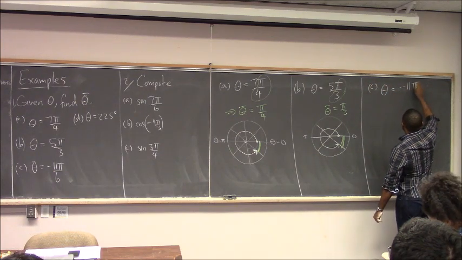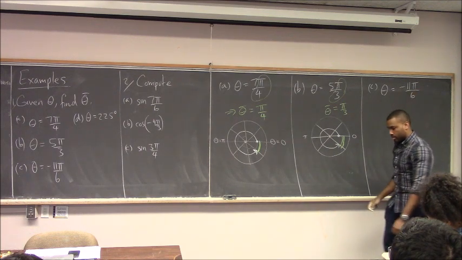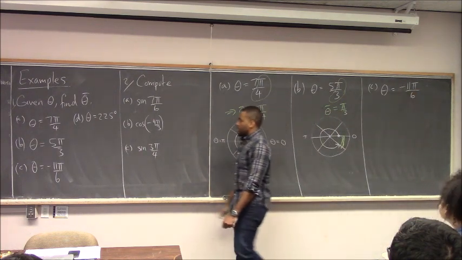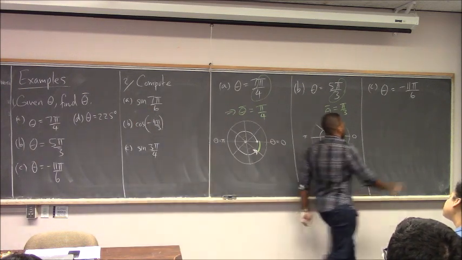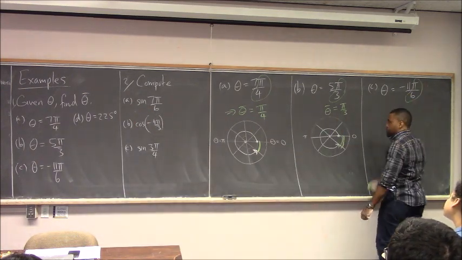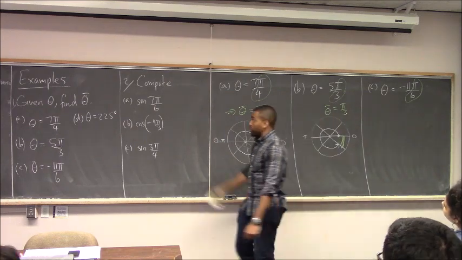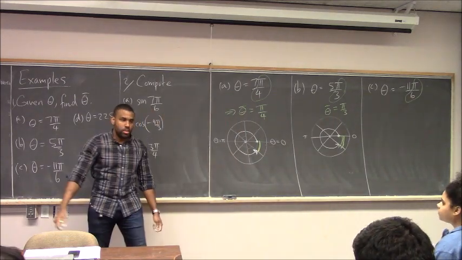Minus 11 pi over 6. Of course, spoiler alert, the reference angle is going to be pi over 6. But there's still benefit to think of the picture, which when we get to the next example, we'll see what that benefit is.